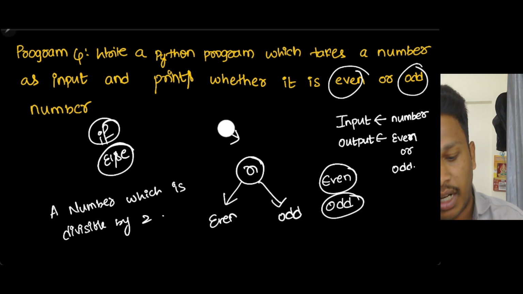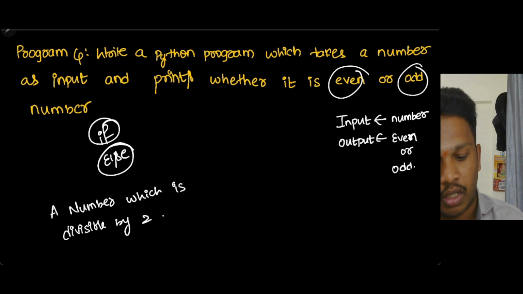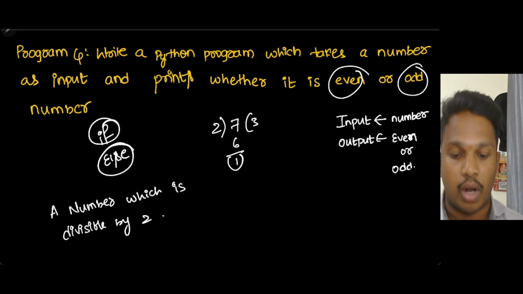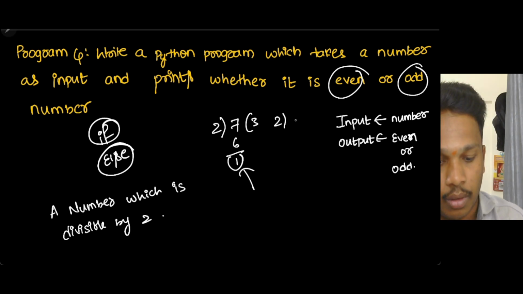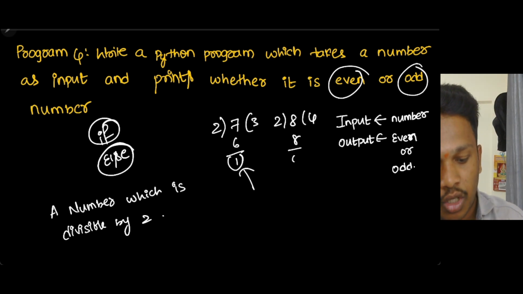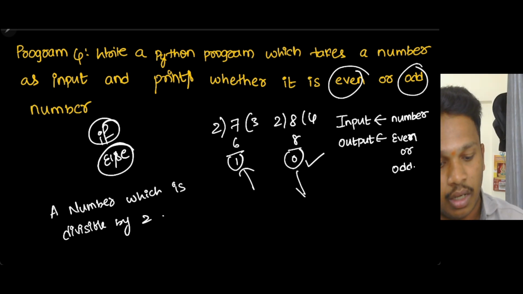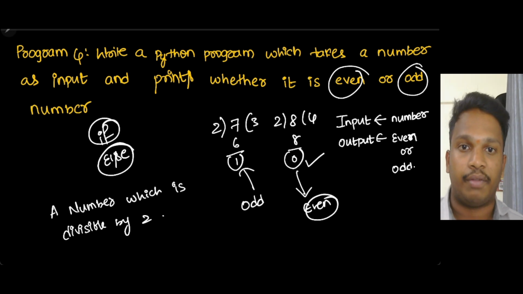Now how can you tell whether it is divisible or not? Let's go back to our childhood. Whenever you got some number, you will write like this: 2 threes are 6, you will get 1 here, remainder 1, not 0, means it is not divisible. For example, 2 fours are 8, 0, perfectly divisible. If it is perfectly divisible, then it is even. If it is not divisible, then it is an odd number, correct?